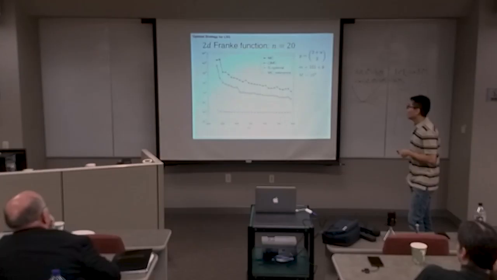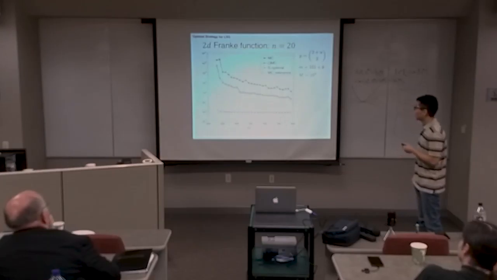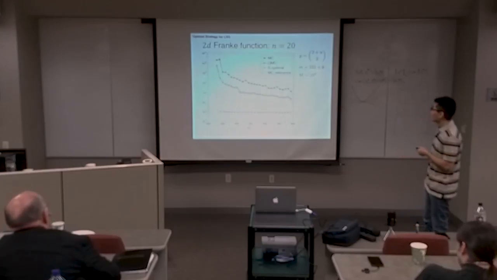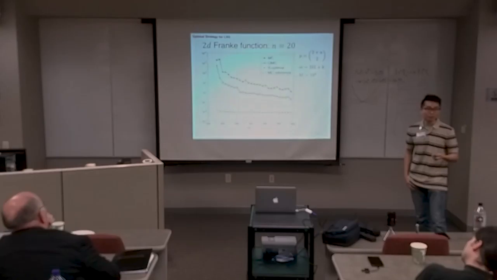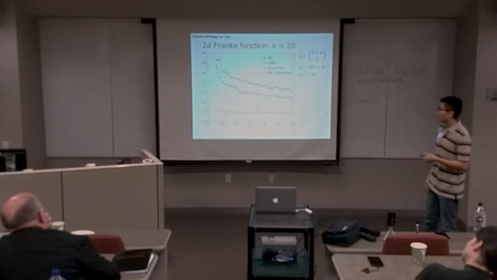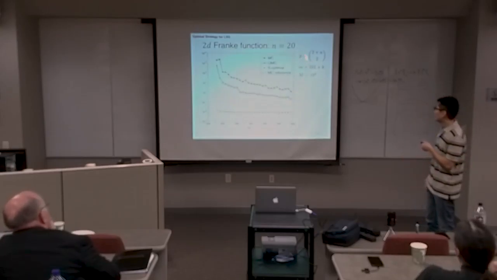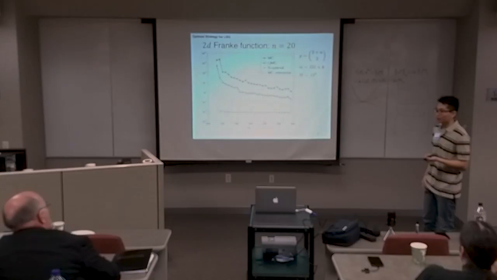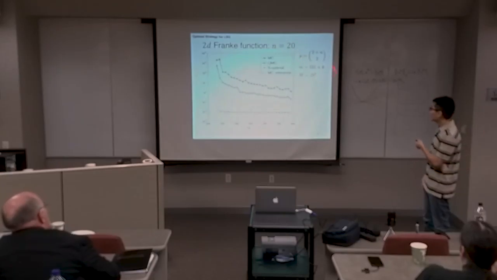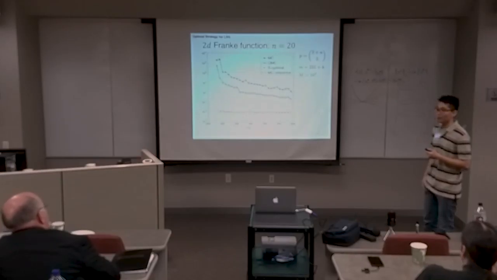First example is for the Franke function in 2D. Here we fix the polynomial degree to be 20. And since we use the total degree polynomial space as our approximation space, this corresponds to a number of bases, P, of 231 in this case. Therefore, we are in an overdetermined, oversampled case. The number of samples used for least squares starts from 231 plus 1, which is oversampled by 1 point.